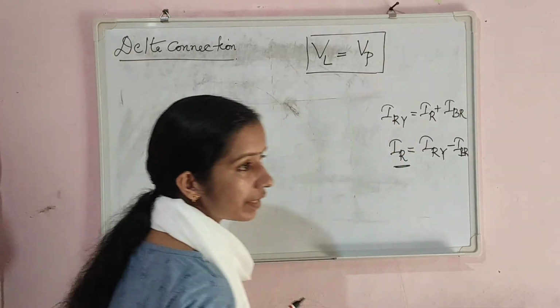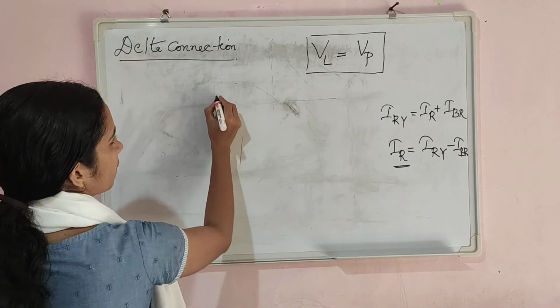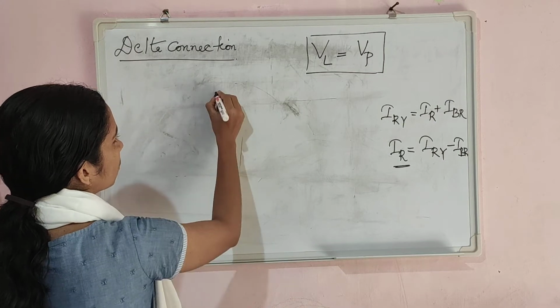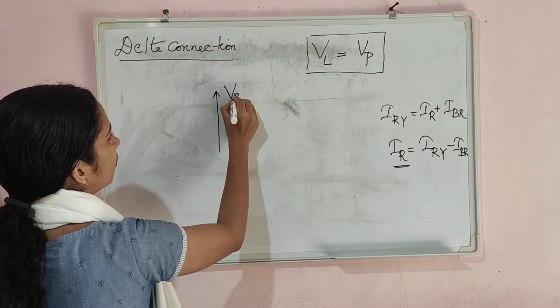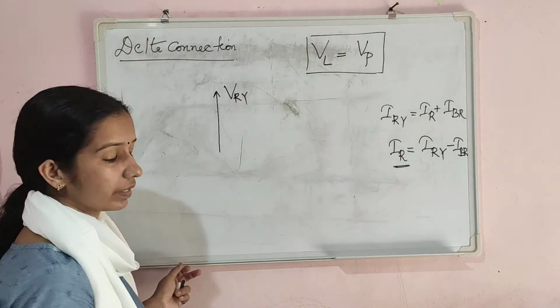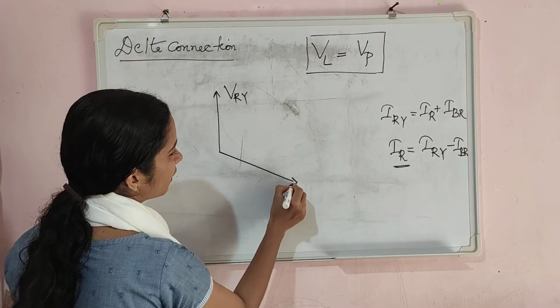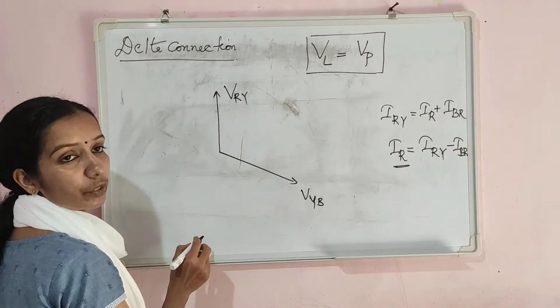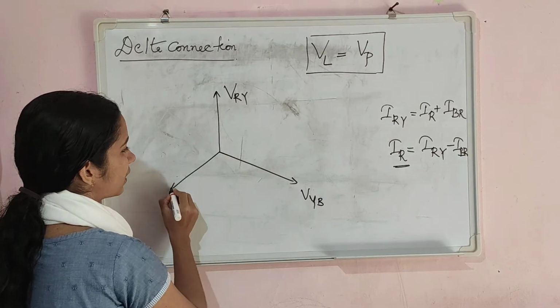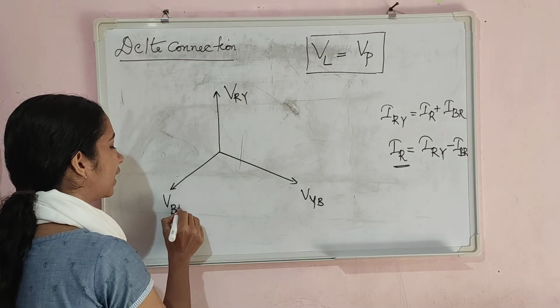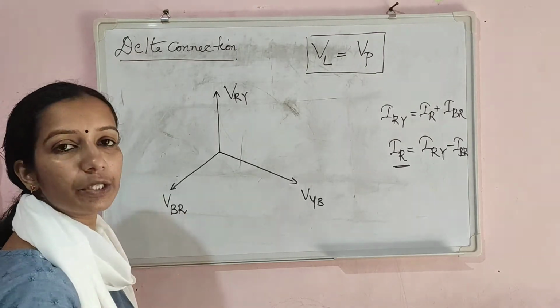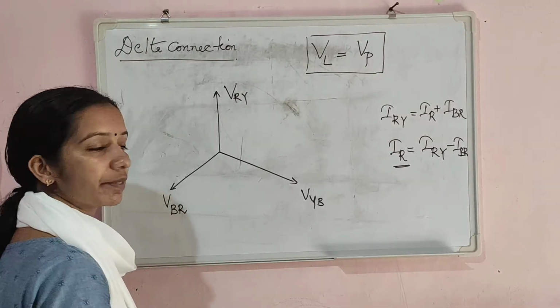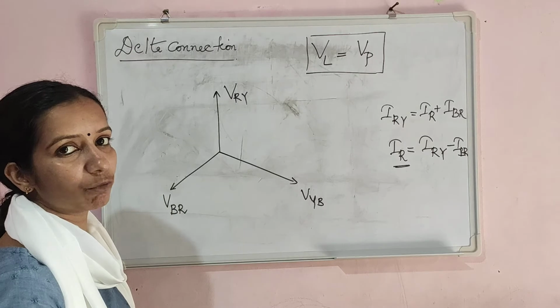In the phasor diagram, let us draw the phase voltages first. Let voltage of R phase VRY be the reference. The next voltage VYB lags behind VRY by an angle 120 degree, and the next one VBR lags behind VYB by an angle 120 degree. So these are the phase voltages, which are similar to the line voltages.